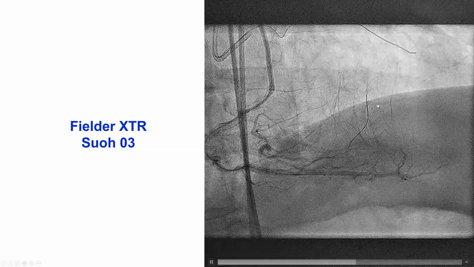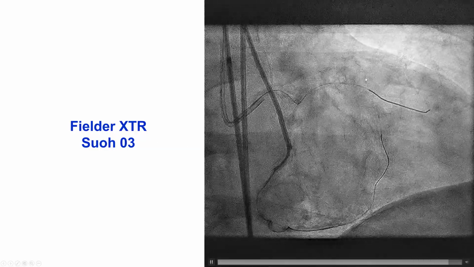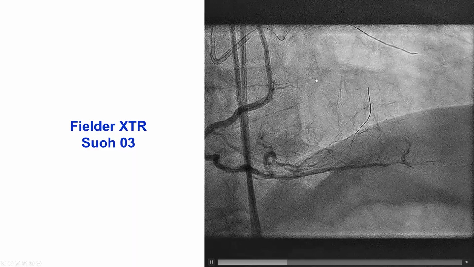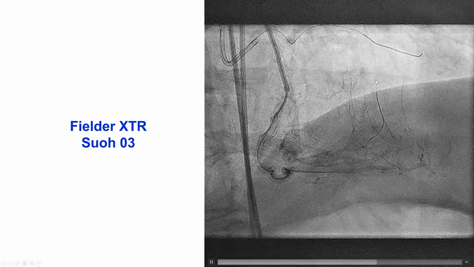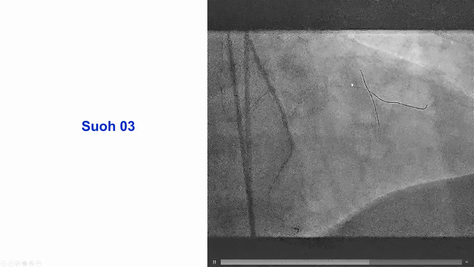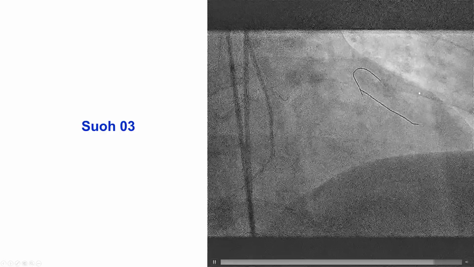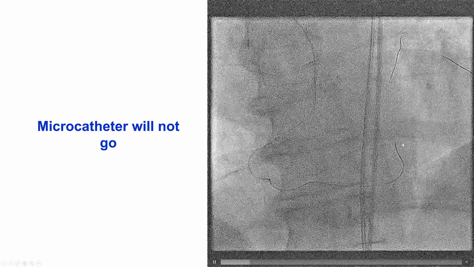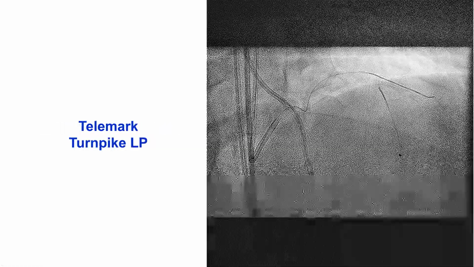This is exchange for an XTR and the Suoh 3 again, and we performed an injection from the right that clarified the location of the septals. And eventually, using the Suoh 3 wire, we were able to advance all the way to the LAD. Now we're going antegrade. However, we were unable to advance the Corsair XS.